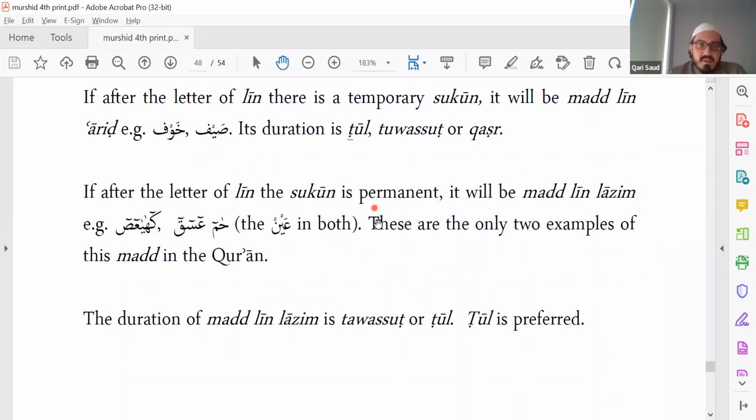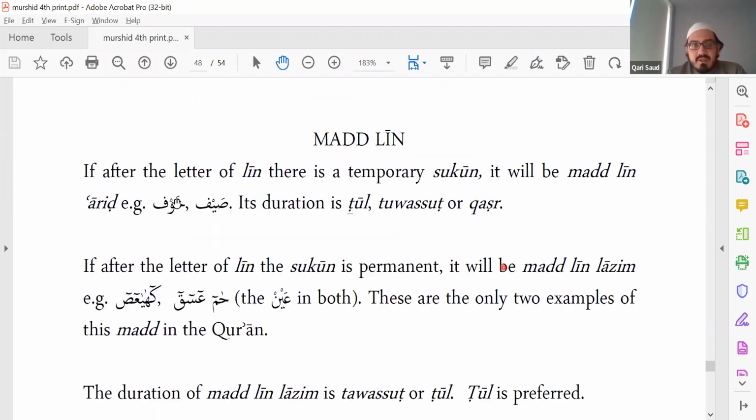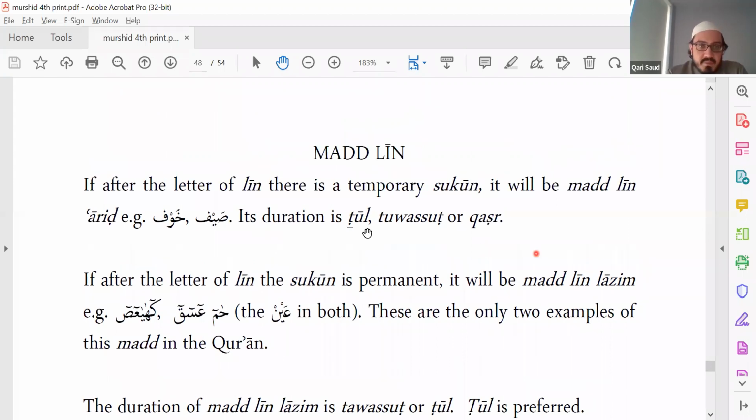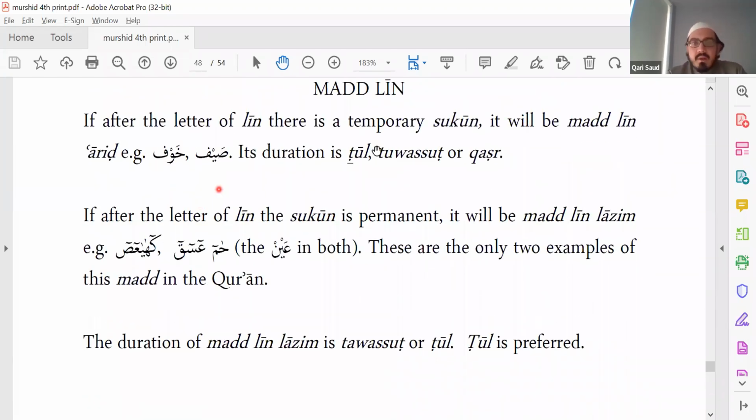If after the letter of lin, it's permanent, then it will be mad lin lazim. Why is it lin? Because we know what lin is, and lazim just means it's permanent. And this is mad lin adil. Okay, so this is called mad lin adil, and this is called mad lin lazim.